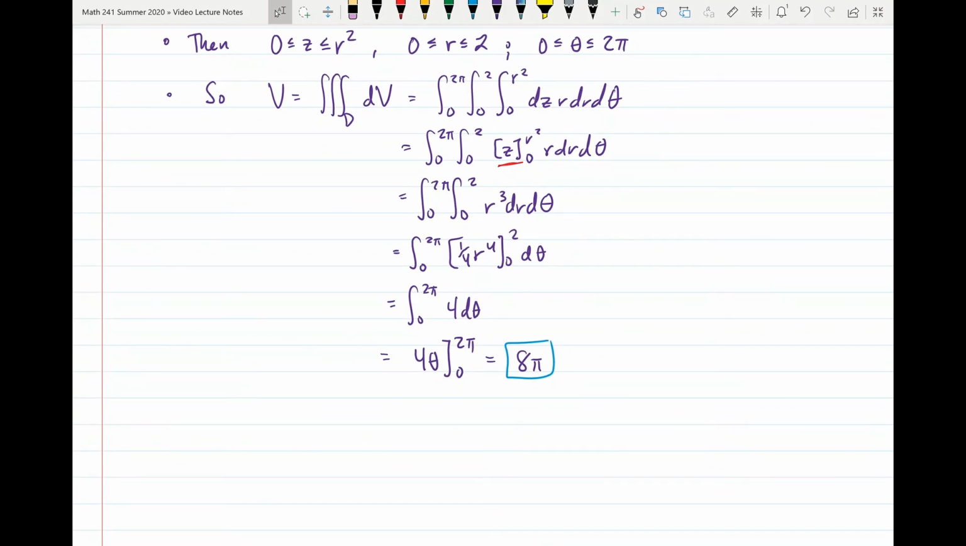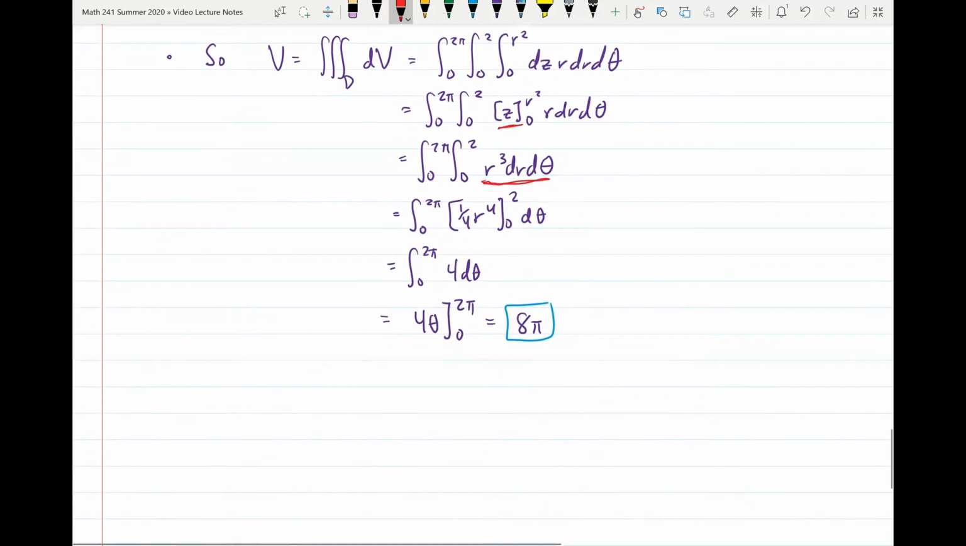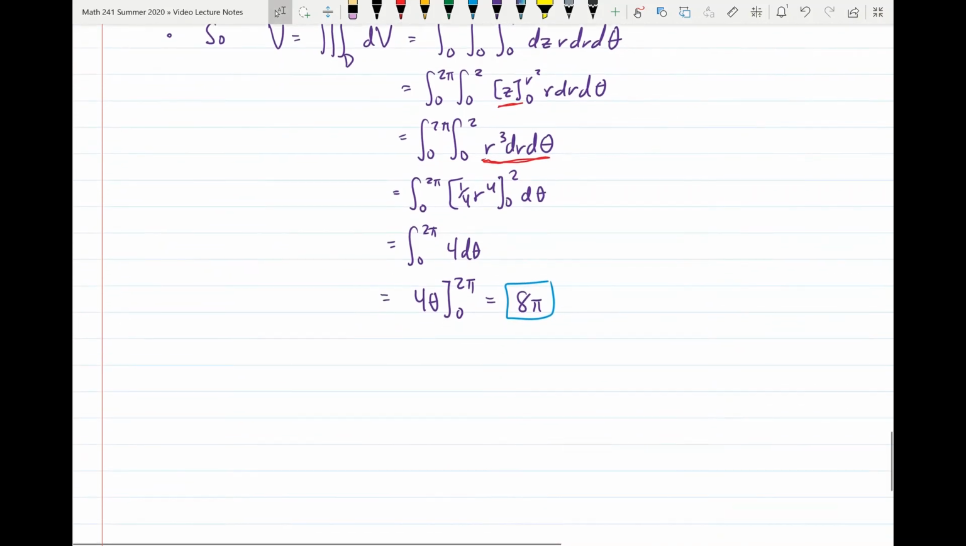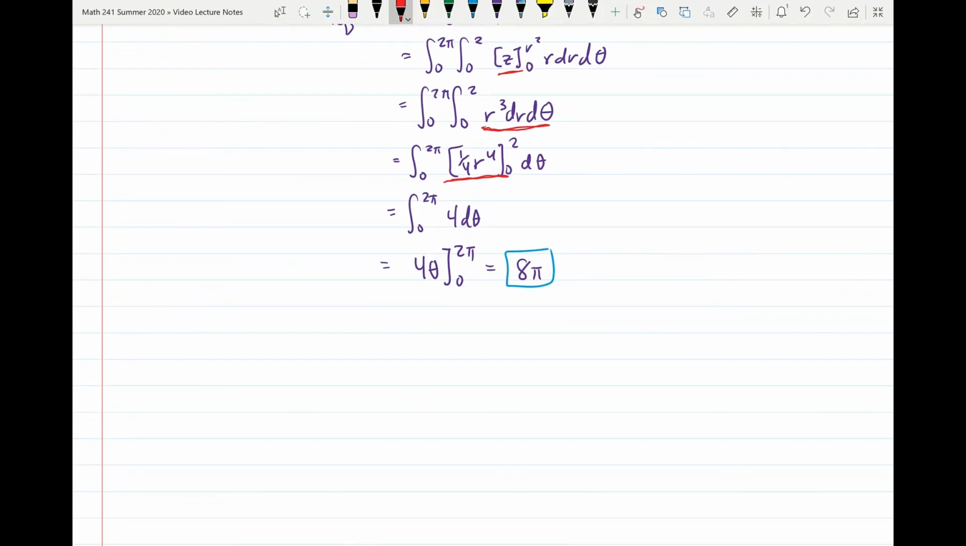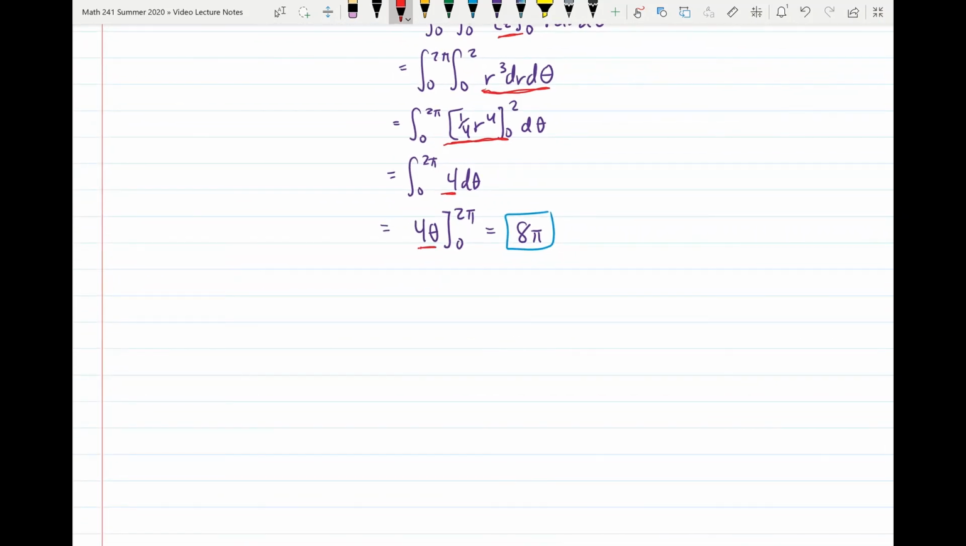If we do a little bit of simplifying, we get the integral from 0 to 2 pi of the integral from 0 to 2 of r cubed dr d theta now. And then we want to take the integral with respect to r, so we get 1/4 times r to the 4th evaluated from 0 to 2. And we can plug in a 2 and get 4. So we're left with just the integral from 0 to 2 pi of 4 d theta, which is equal to 4 theta evaluated from 0 to 2 pi, and we plug in 2 pi for theta and get 8 pi.